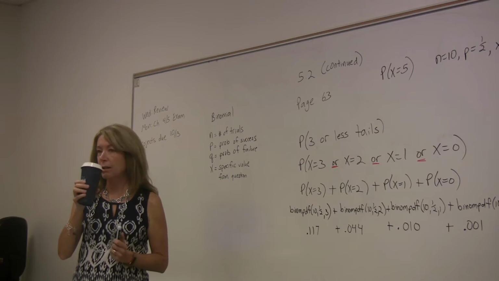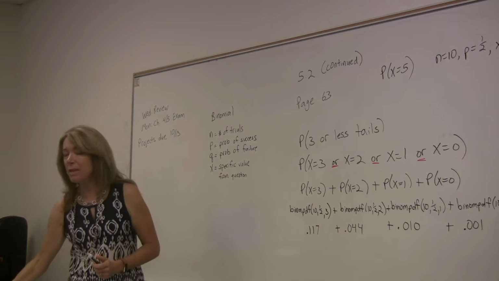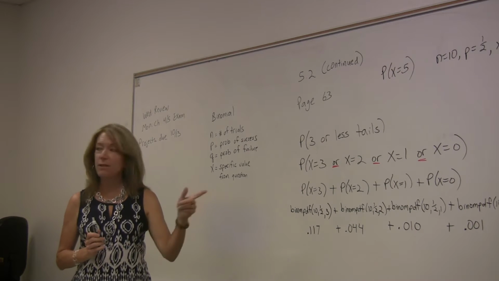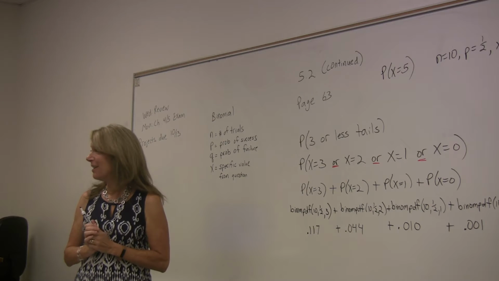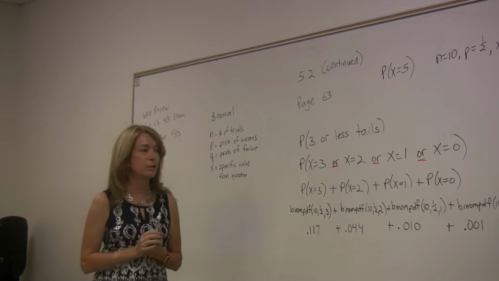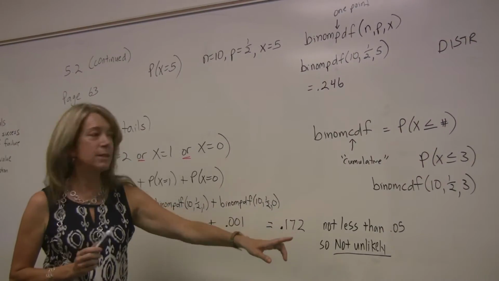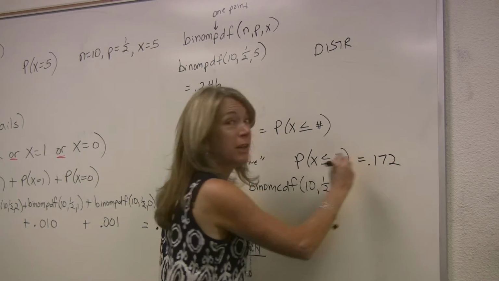Put that into your calculator and see what you get. She's over here going, uh-huh. And I think that means she must have gotten 0.172. So it's doing all of this for you. Did we get 0.172? Yeah, that's much nicer, much more convenient.